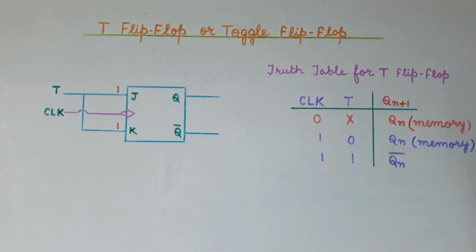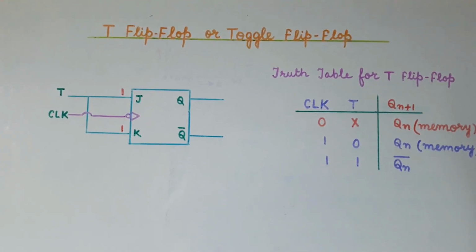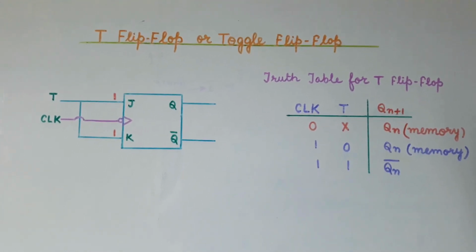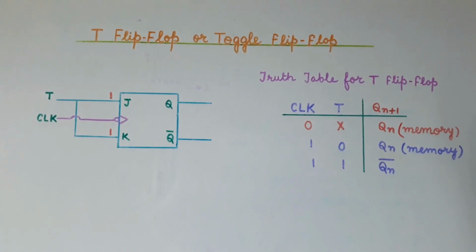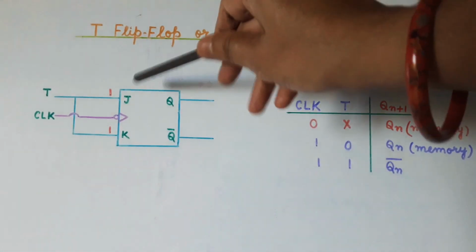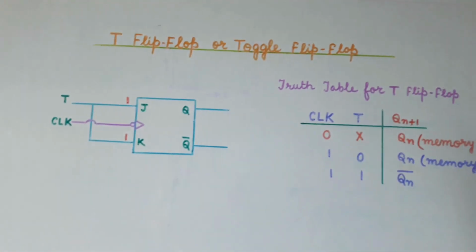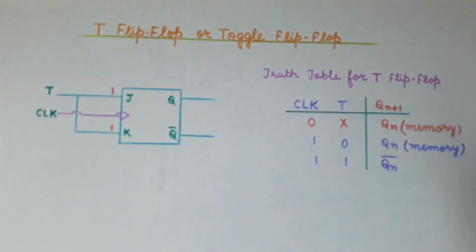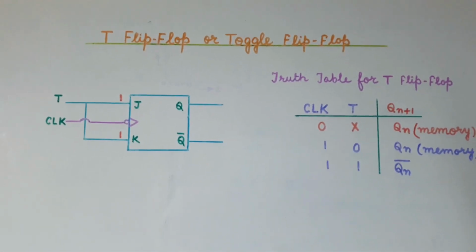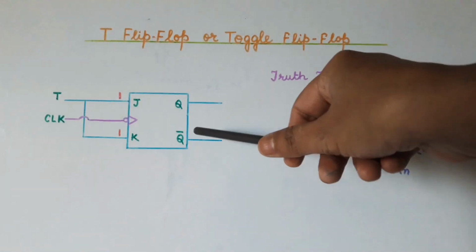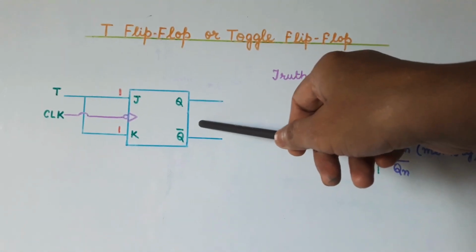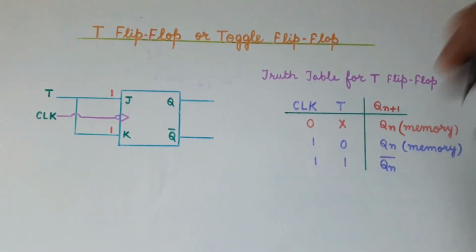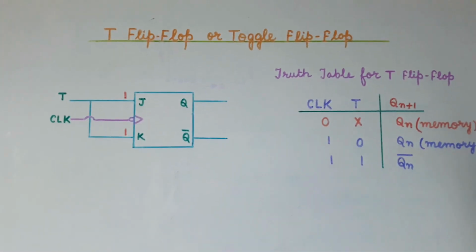But in D flip-flop, we had complemented the inputs. In this case, we will not complement the input. We will just give the same input so that J and K are same always. And this input we call T. This is the clock. So we see that this is a very simple flip-flop which we call the T flip-flop, which has been obtained from the JK flip-flop when we make both J and K inputs the same.